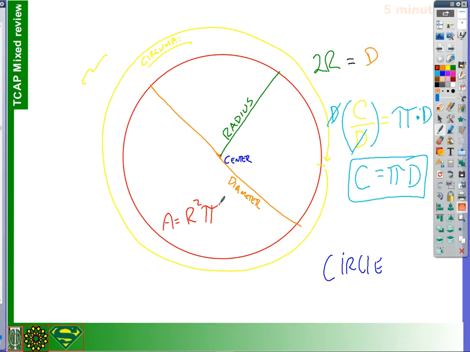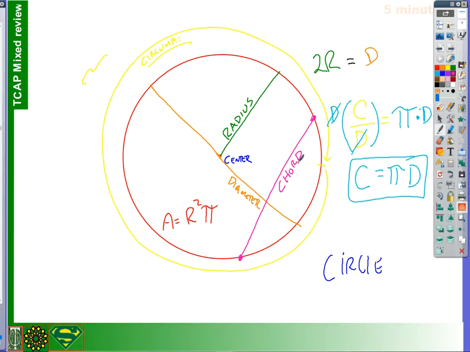Okay. So now, the last thing that I will throw at you is this. Does anyone know what a line segment that goes from one edge of the circle to the other edge of a circle without going through the middle is called? No, you don't know. It's okay. It's a chord. So there's another little added piece to it.